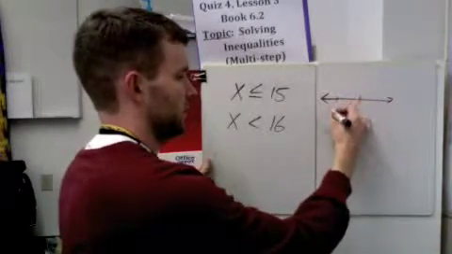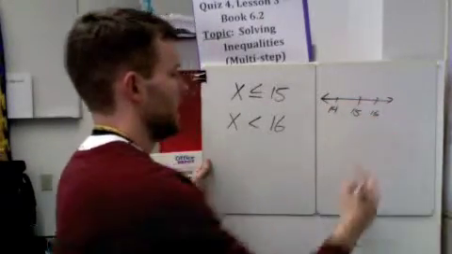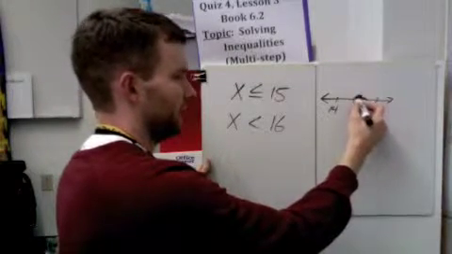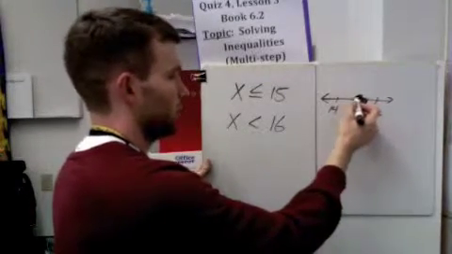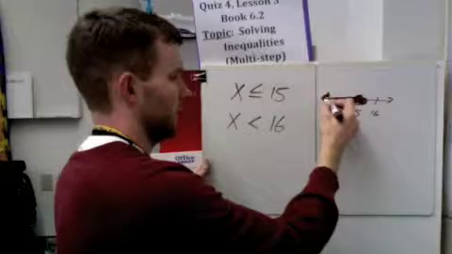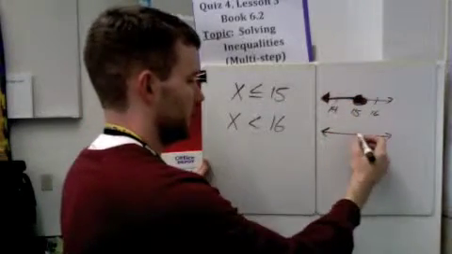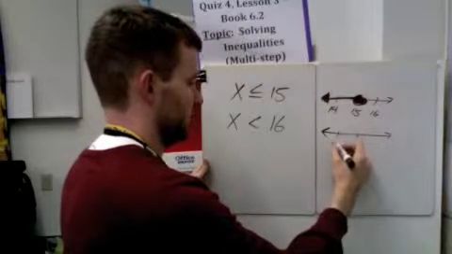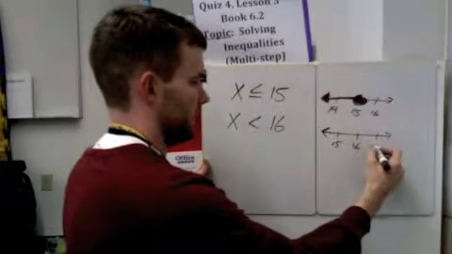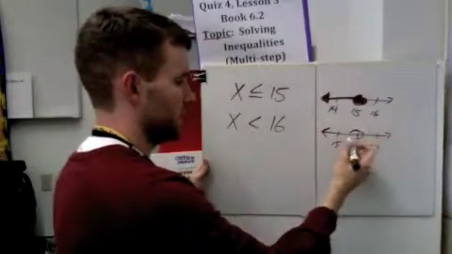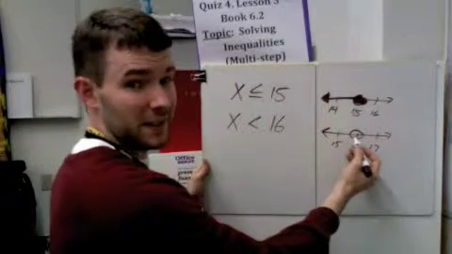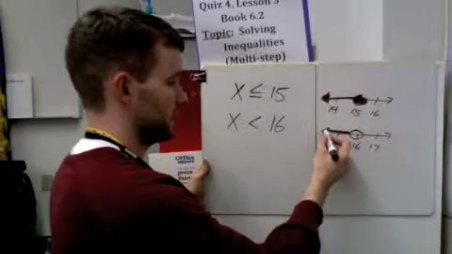Okay, this top one says that there's 15, here's 14, and here's 16. And so it's saying that you could have 15 or less. Now this one down here is saying that here's 16, here's 15, and here's 17. And this one is saying that you could have, not including 16, but you could have anything less than 16.